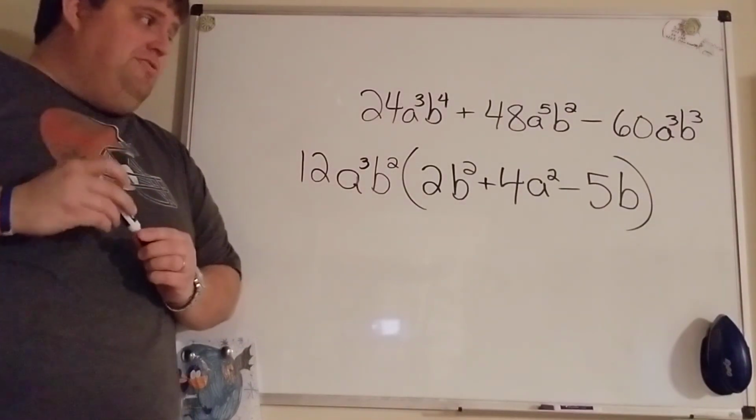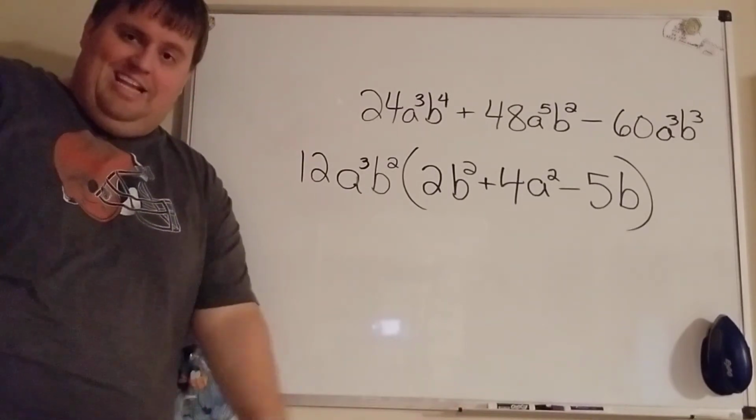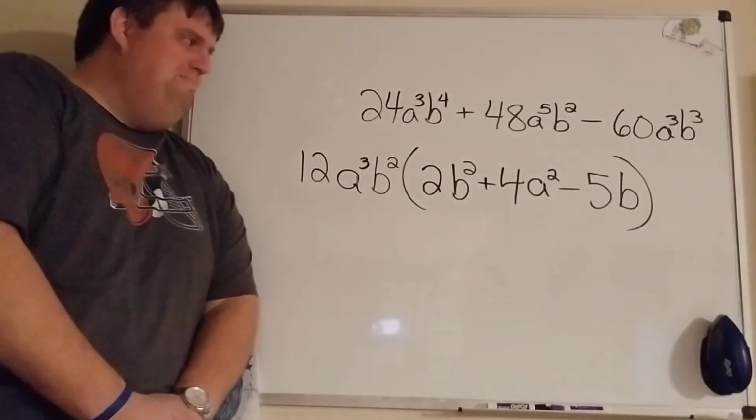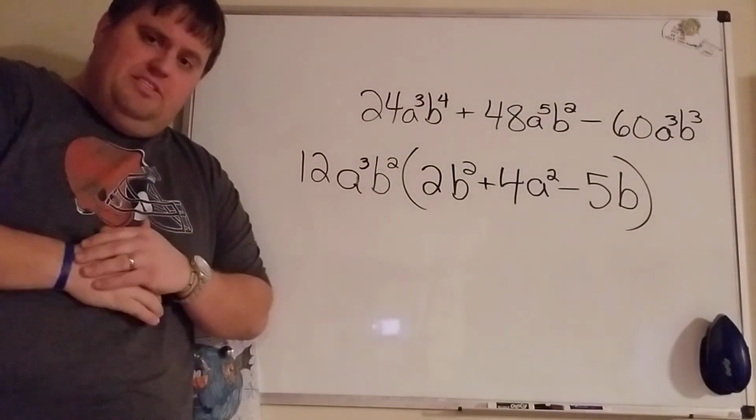So that's factoring with the greatest common factor. Basically, it's reverse distributive property, like I kind of said that earlier. You know, it's going to be just one of those practice things.